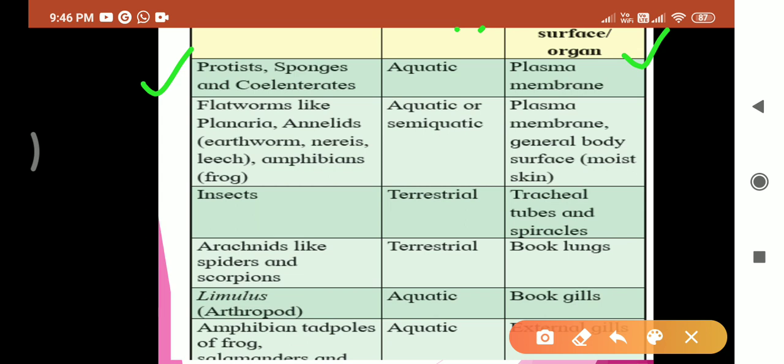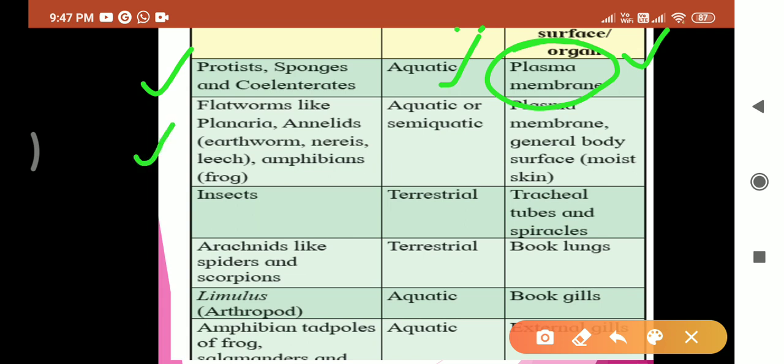In the previous class, 11th standard, you already saw the kingdom Animalia, which goes from invertebrates to vertebrates. Invertebrates have 10 classes, and in those you already studied protists, sponges and coelenterates. These are the lower organisms, and they all have an aquatic habitat.